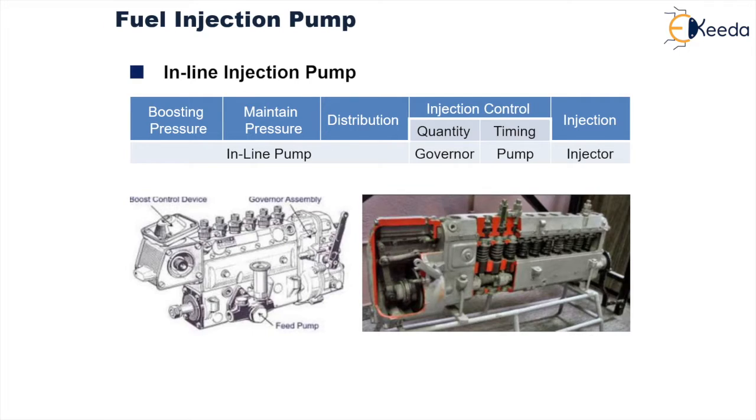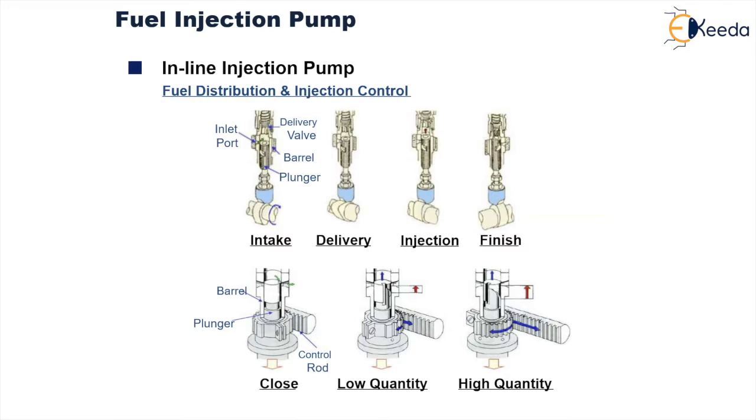Injection control, if we look quantity wise, is controlled by the governor and the timing is regulated by the injection pump, and fuel injection takes place by the injector. Then fuel injection pump. These are the different positions of a fuel injection pump that we see over here. The basic example is a Bosch type of fuel pump.